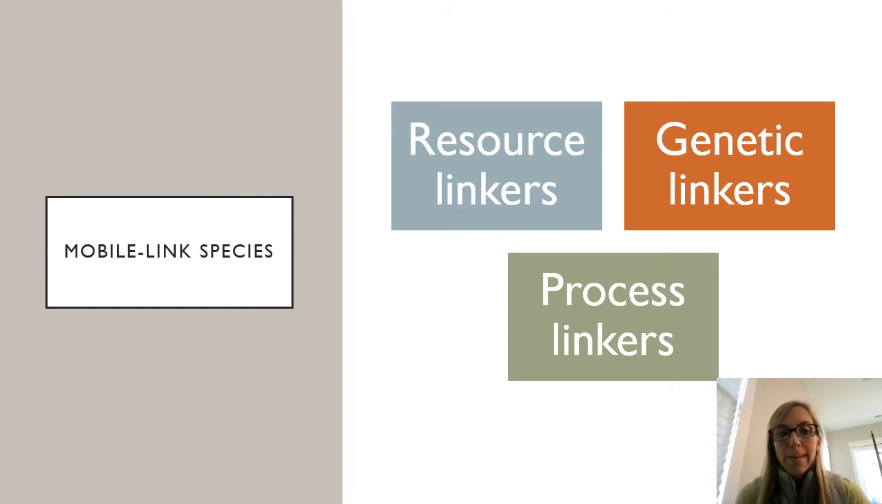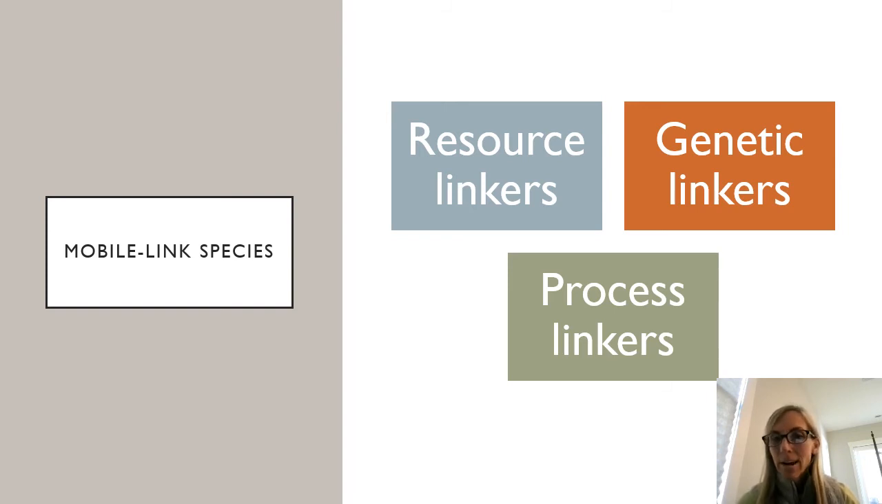So the concept of mobile link species, we can break into kind of 3 categories. Mobile link species, as we said, can provide essential ecosystem services. They may provide pest control or seed dispersal, pollination services. Resource linkers we can think of as those organisms that transport organic material and nutrients among ecosystems. So the examples we just talked about with the seabird and the salmon bringing essentially marine-origin nitrogen into a terrestrial ecosystem is an example of a resource linker.